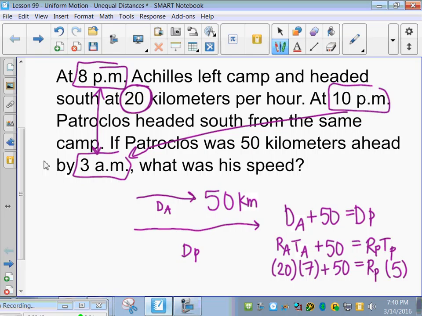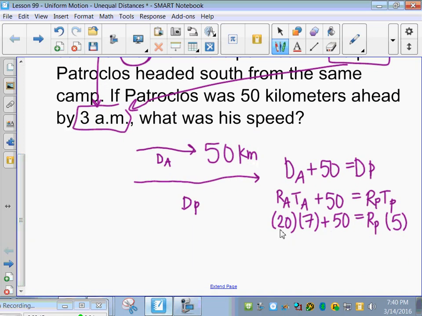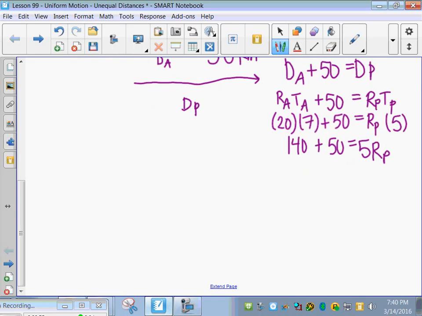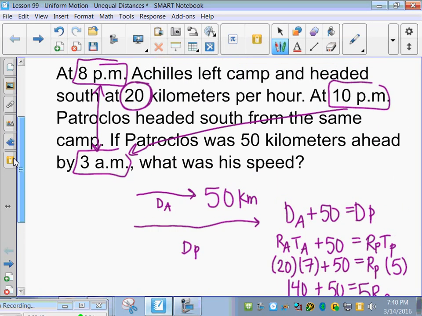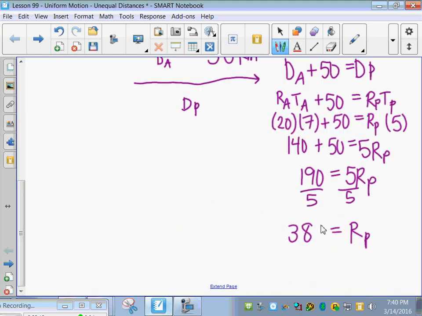And now we can solve for our rate. So 20 times 7 is 140. And let's put the 5 in front here. So add 140 and 50, that's going to be 190 equals 5 RP. And we're going to divide both sides by 5, and we get 38 for RP. Don't forget your units. So we're solving for rate, and this one's in kilometers per hour. And that's all the problem was asking for.